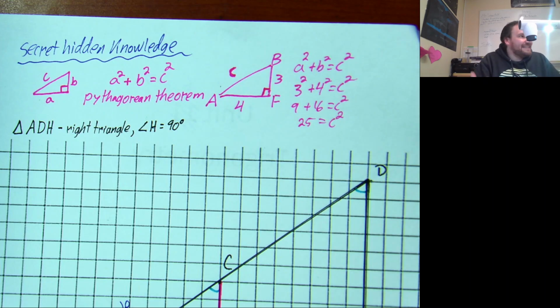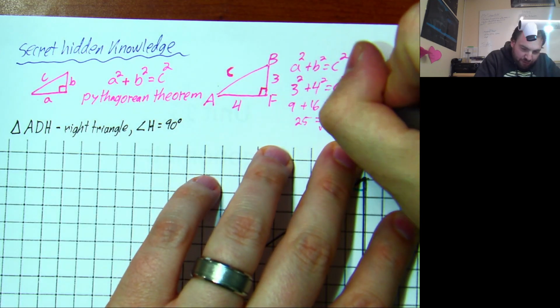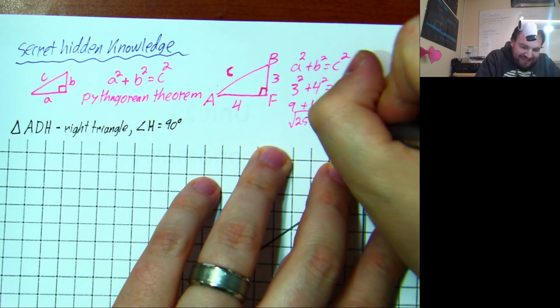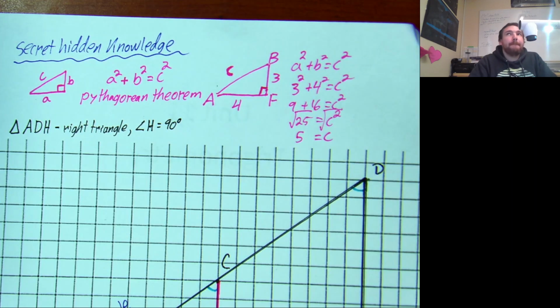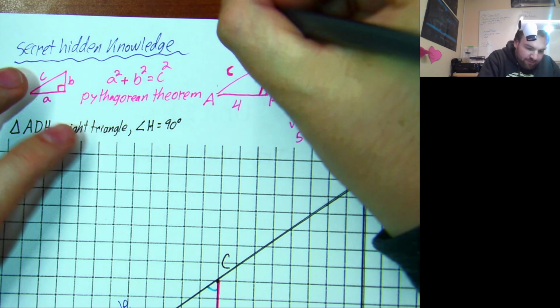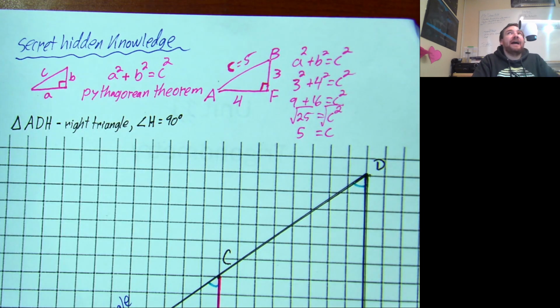So how do I get c then if c squared is 25? What must I do to both sides? I must square root it. So I square root both sides, and I get that c is equal to 5. Okay, so that is how we got that the length AB was 5.